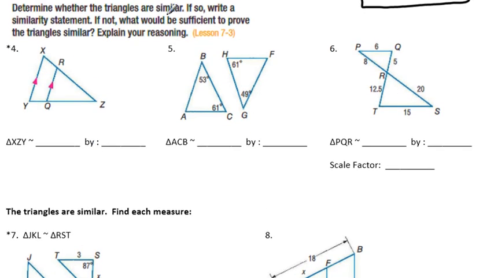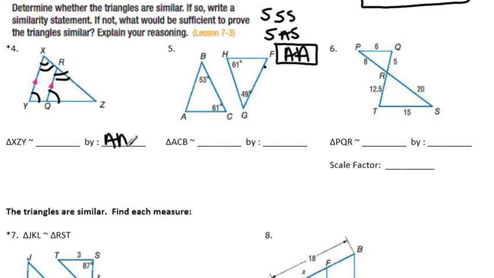Number 4, to determine whether triangles are similar, remember we have 3 ways. There's side-side similarity, side-angle similarity, and angle similarity. The first problem, they give us a set of parallel lines. At angle Y and angle Q, we have corresponding angles congruent. And angle X and angle R, we have corresponding angles congruent. So because we have 2 angles in one triangle congruent to 2 angles in the other, then these 2 triangles are similar by the angle similarity postulate.